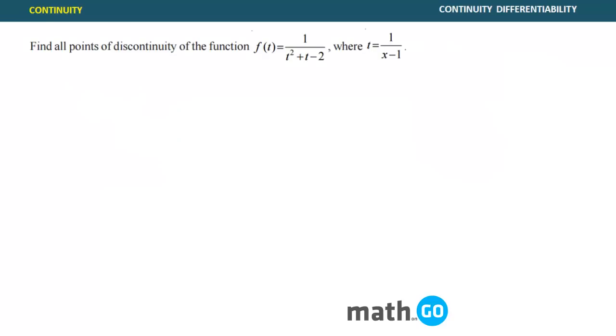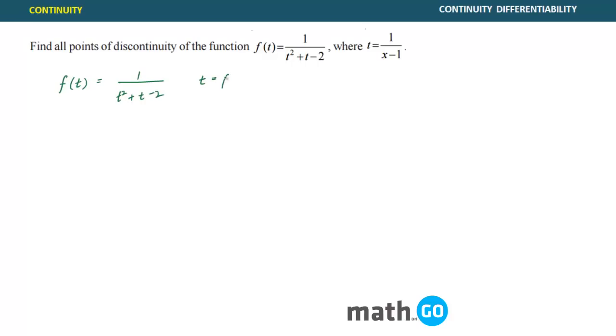Okay, the next question that we are going to solve is to find the points of discontinuity in a composite function, right? Why is it a composite function? Because what is given to you is a function of t, and now t itself is given in the form of x.